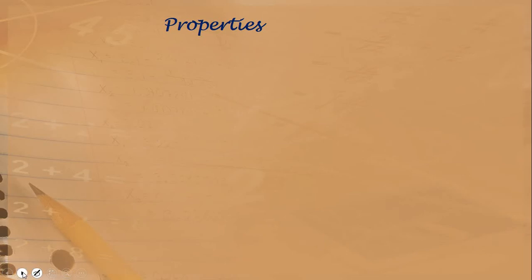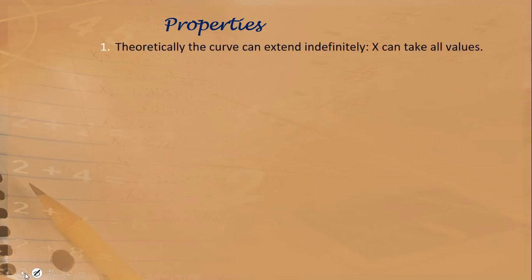So some specific properties. Theoretically, the curve can extend indefinitely, so x can take all values. So when we saw our bell-shaped curve like this, technically, that one doesn't look quite symmetrical, but anyway, technically both ends continue indefinitely to negative and positive infinity. The curve never actually touches the x-axis. We say theoretically because in some practical situations it won't actually make sense to consider it in that same way.